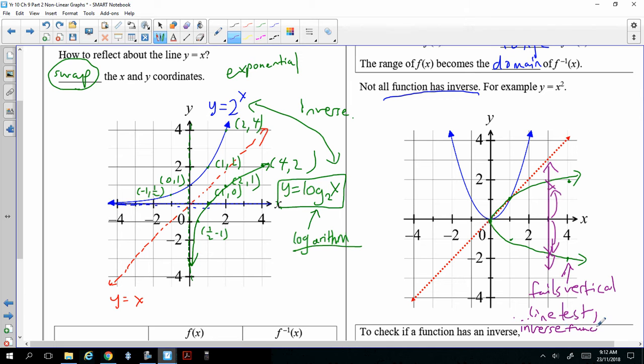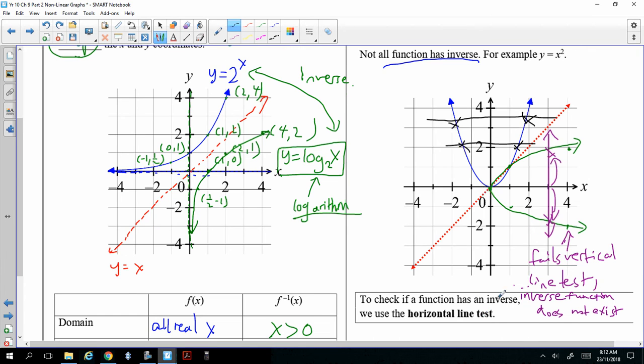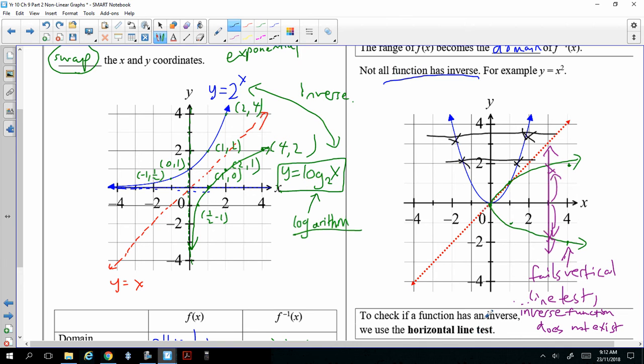So there's a quick way to tell, because now you realize that if a function fails what we call the horizontal line test, if it crosses twice, then the inverse does not exist. So if I draw a horizontal line on a function, if it crosses twice, then the inverse does not exist. So to check if a function has an inverse, we use the horizontal line test. Now clearly with the other one, if I draw a line here, it satisfies the horizontal line test because it never crosses more than once, right? It satisfies the horizontal line test, but not with the parabola. It crosses twice, right? No good.